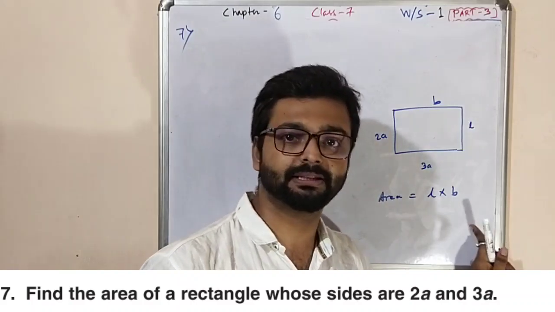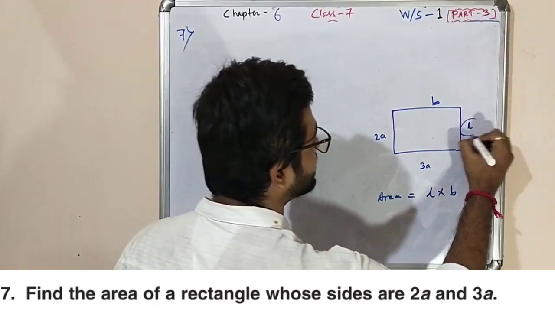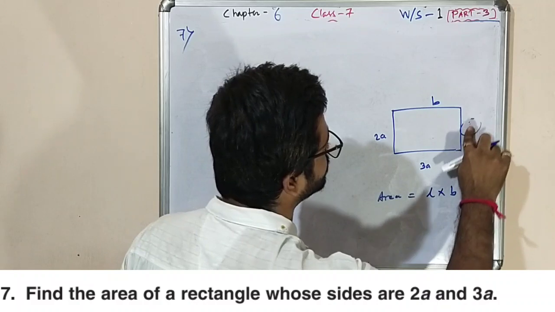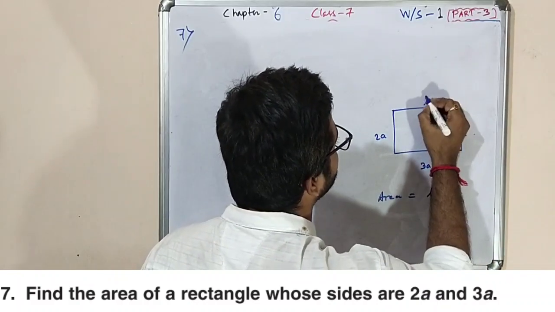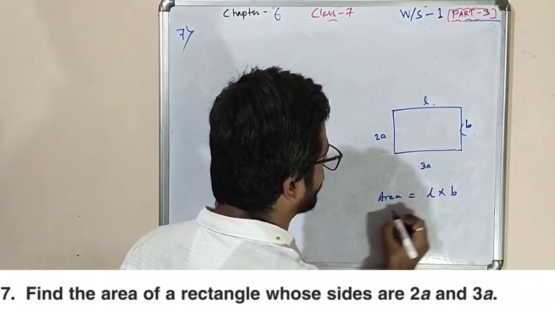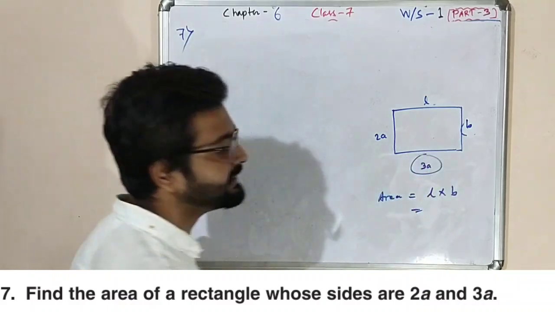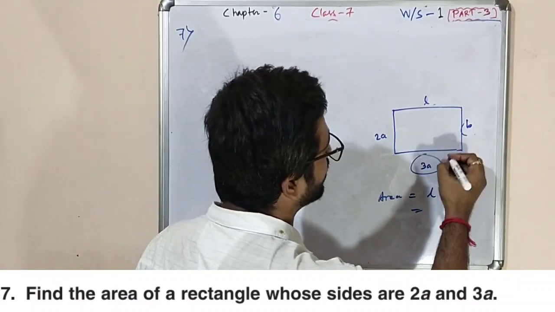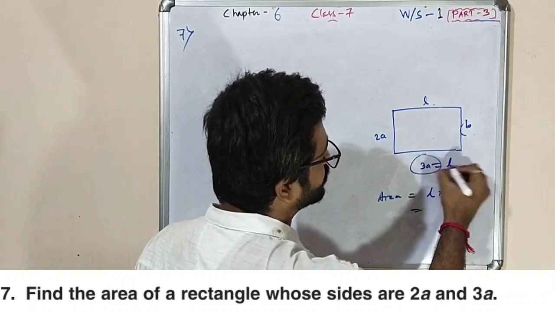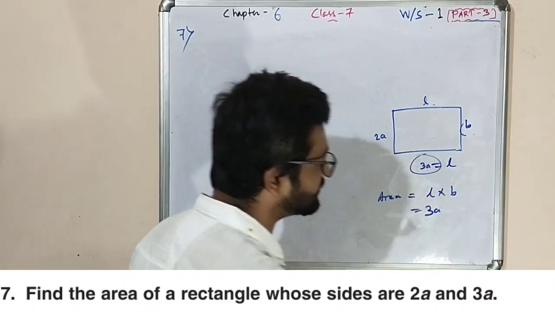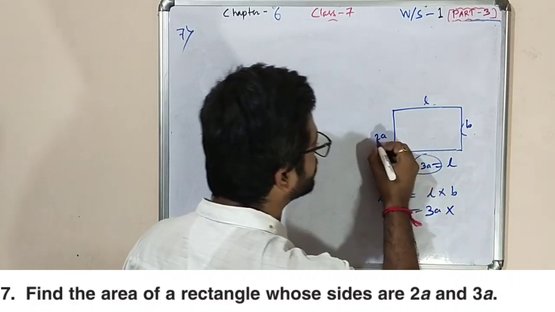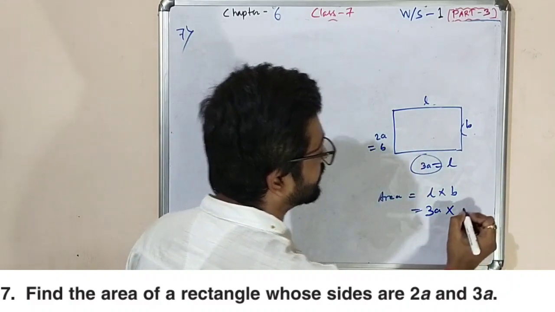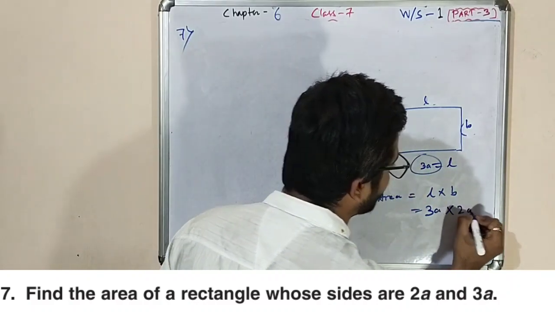For us, the longer side should be the length, and this one is the breadth. So length is 3a, because in a rectangle opposite sides are the same. So length equals 3a, and breadth equals b. In the place of b, I can write 2a.